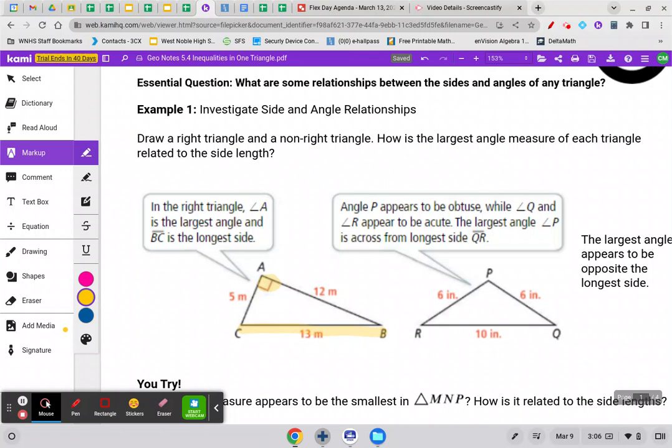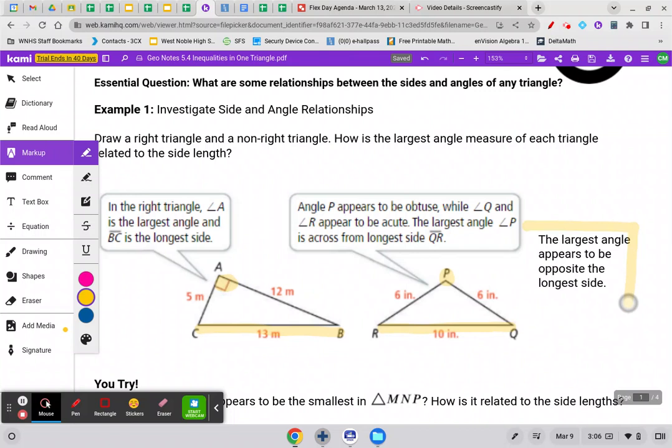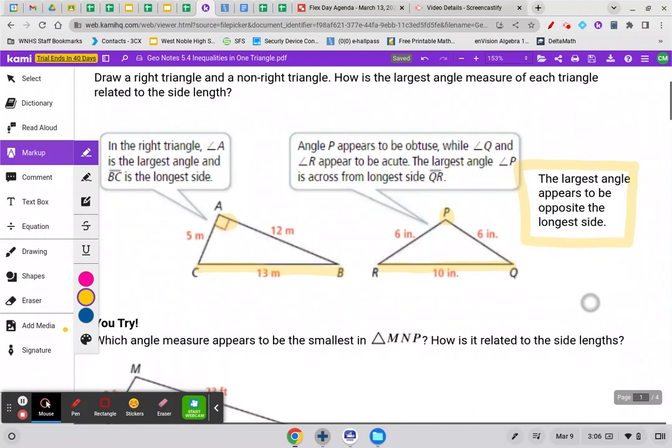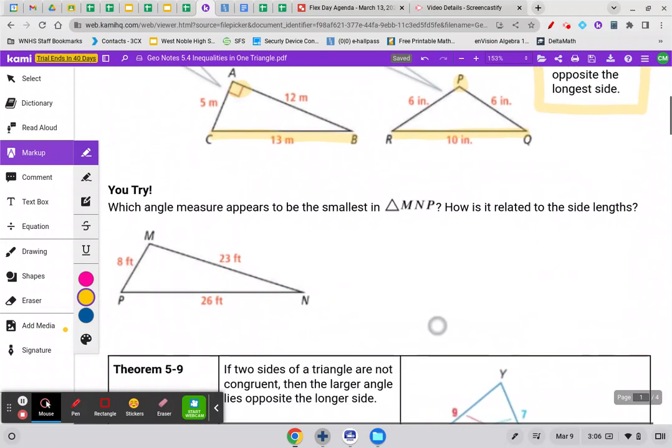Angle P appears to be obtuse in this triangle, while angle Q and angle R appear to be acute. So angle P is the biggest. The largest angle, angle P, is across from the longest side, segment QR. So the largest angle appears to be opposite the longest side. This is true.